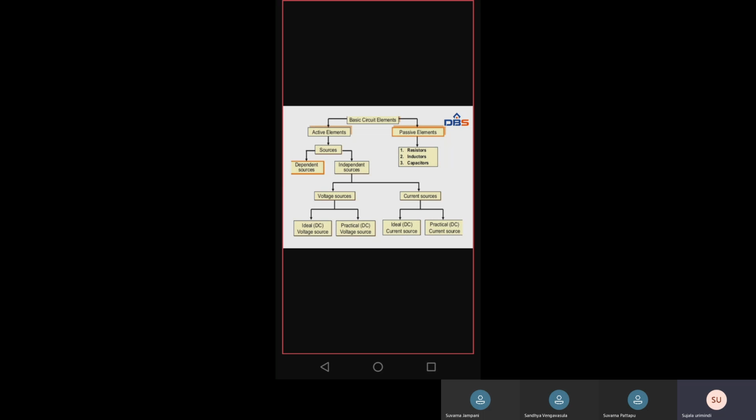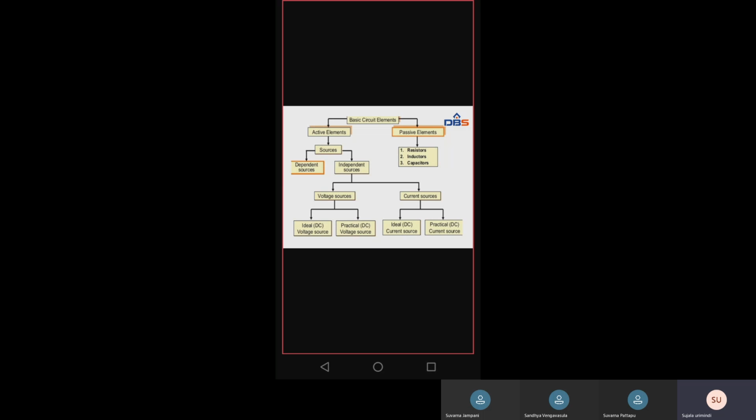These dependent sources are the voltage controlled voltage source, current controlled current source, voltage controlled current source, and current controlled voltage source. One is controlled by another source, so it is called dependent. The independent sources are classified as voltage source and current source. The voltage source is further classified into two types, ideal voltage source and practical voltage source. And the current source is also classified into two types, ideal current source and practical current source.